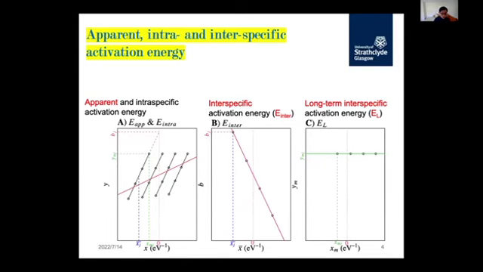However, our organisms can include multiple species. For example, here each black line is a single species. Within each species, we also have an intraspecific activation energy, which is how the growth rate increases with temperature within a single species. In some cases, the intraspecific activation energy can be greater than the apparent activation energy because of this thermal adaptation.